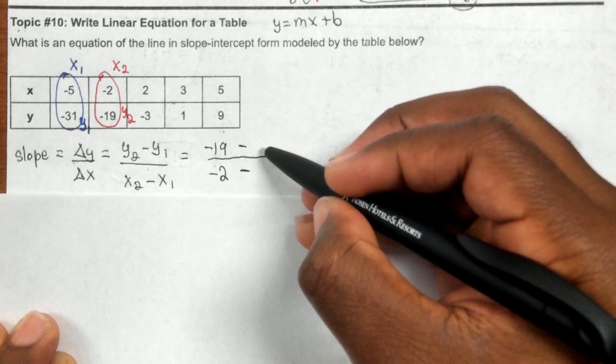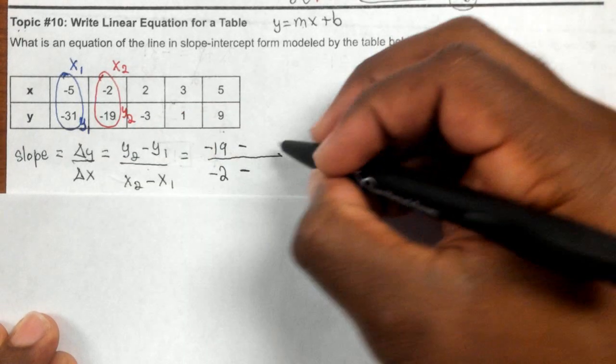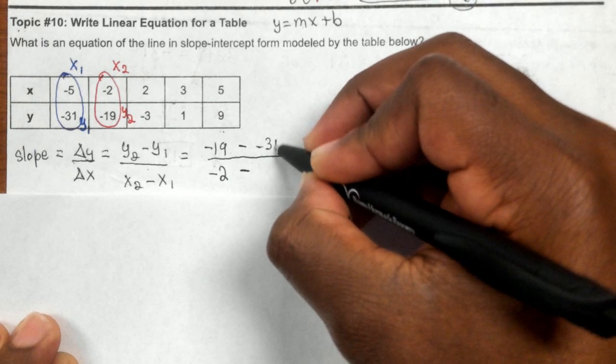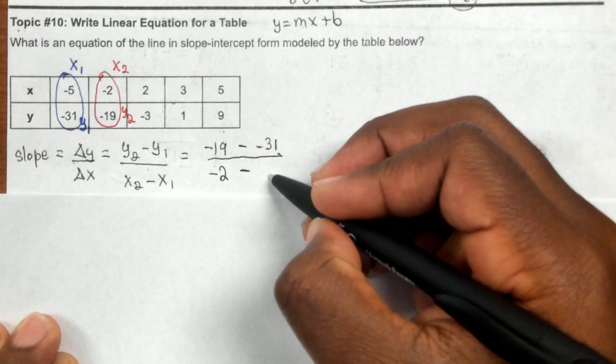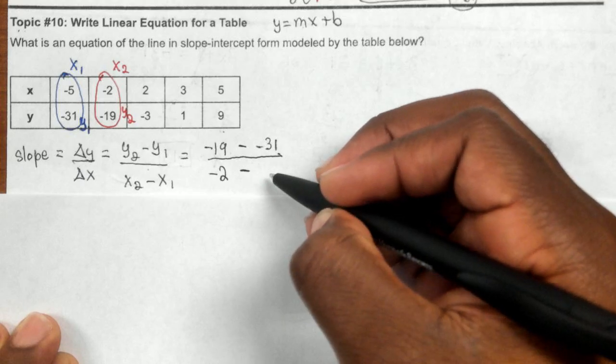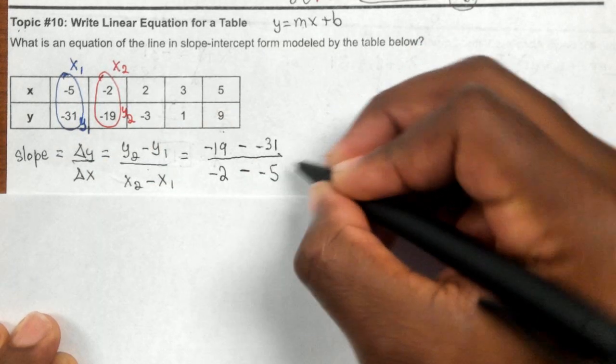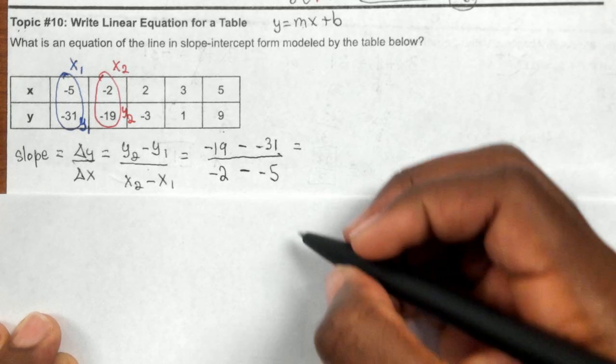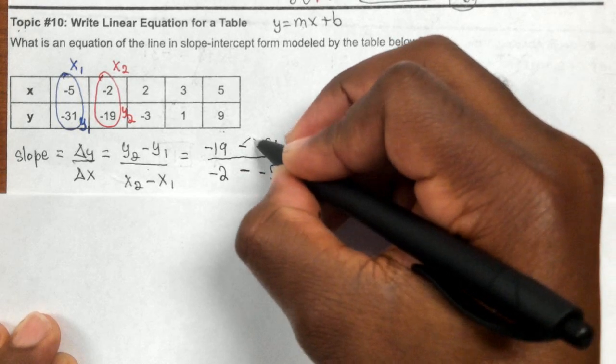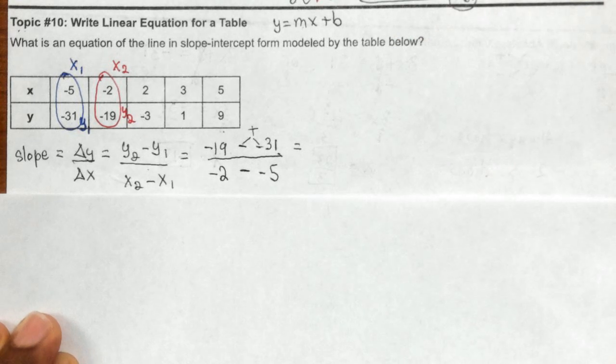Now I'm going to put my y1. My y1 was negative 31. And then underneath it I'm going to plug in the x value that goes with it. What x value goes with negative 31? Negative 5. So now I'm going to calculate. Here I have a negative beside a negative, so that's going to turn into a positive.